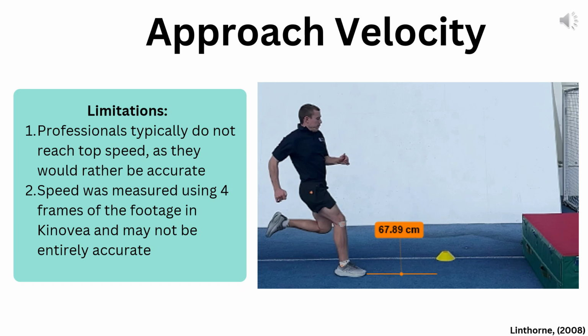Now, this high speed might seem quite suspicious, but there's two important limitations we need to notice. So first of all, professionals typically don't reach top speed, as they rather trade speed for accuracy in those last few steps of the approach run. And as you can see here, the athlete was quite inaccurate. They were likely just focusing on achieving a maximum speed as fast as they could run, rather than being accurate to the cone. And the second limitation is that the speed was measured using 4 frames of Kinovea, a 2D analyzing software, and the calibration may not be entirely accurate. Both the time or the distance could be slightly off.